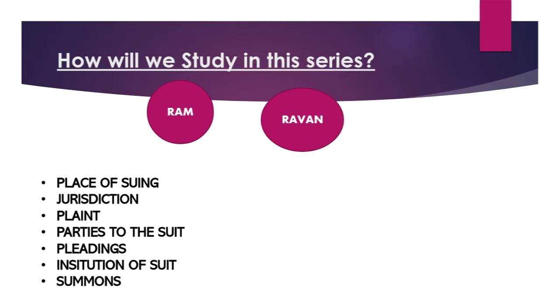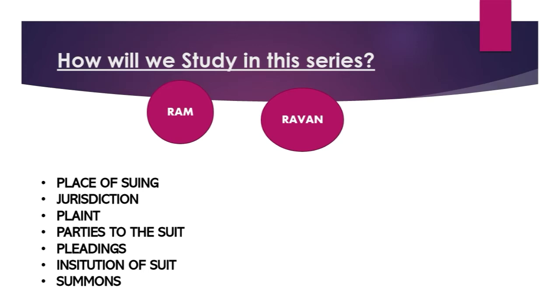Now suppose Ram is a person who stays in Kolkata and Ravan is a person with whom Ram has made an agreement for a sale of land, and he stays in Delhi. Now, the land for the sale of which they made an agreement is in Mumbai.